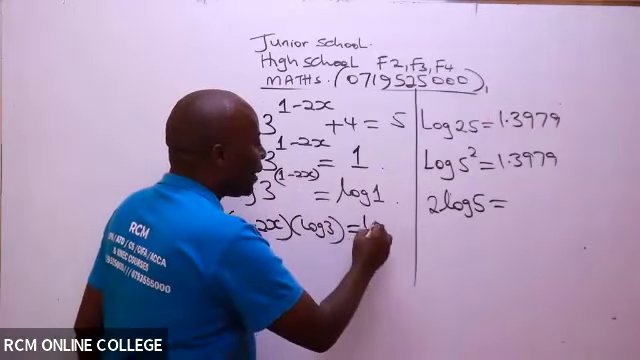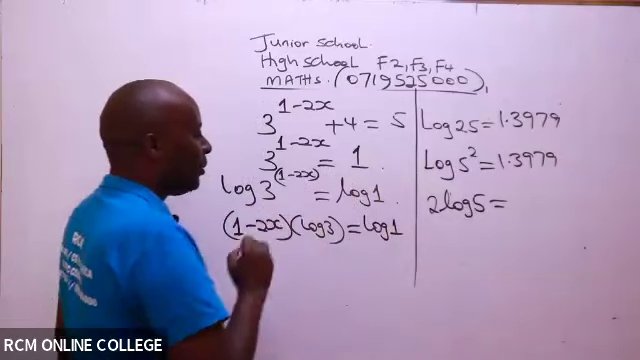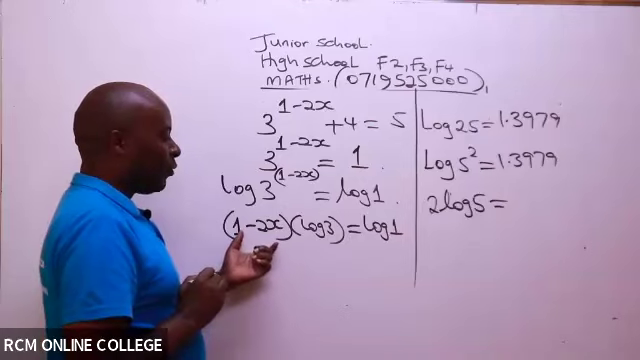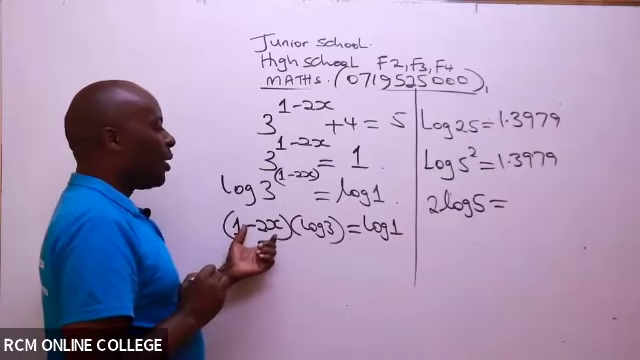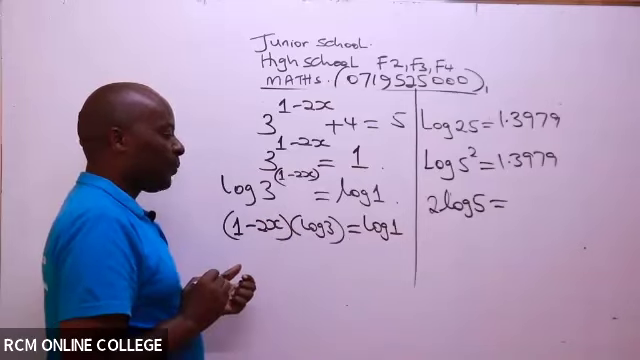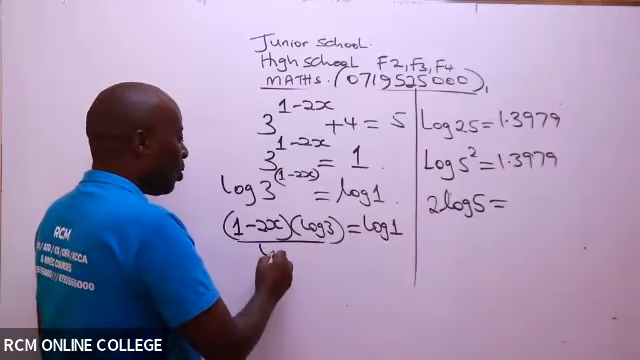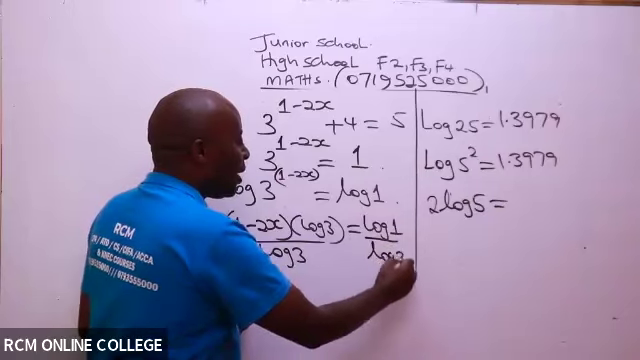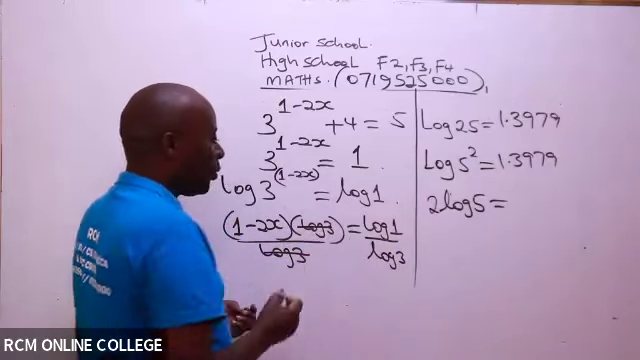Equals logarithm 1. So I want to make x the subject of the formula. So allow me to divide logarithm by logarithm 3 both sides. If I divide this by logarithm 3, this and this will cancel out.